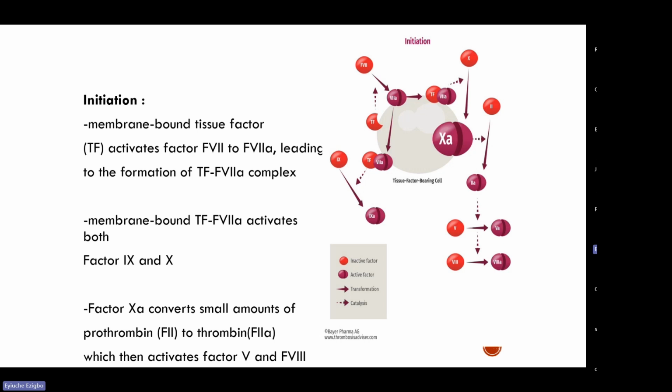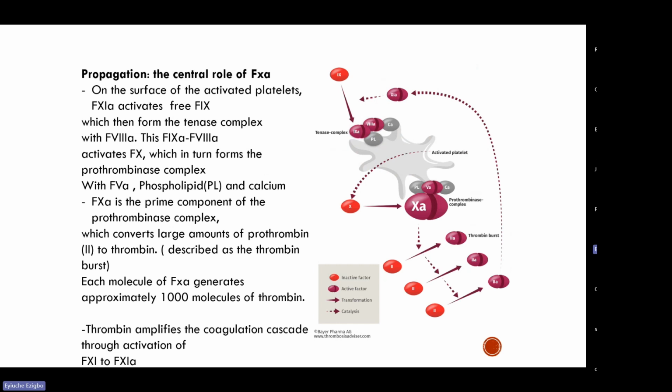Tissue factor activates factor 7, then forms the complex. The membrane-bound complex activates both factor 9 and factor 10. Factor 10 converts small amounts of prothrombin to thrombin, which then activates factor 5 and factor 8. Okay, the same way of interaction we described in the extrinsic and intrinsic pathway. So we have the propagation phase of secondary blood coagulation.